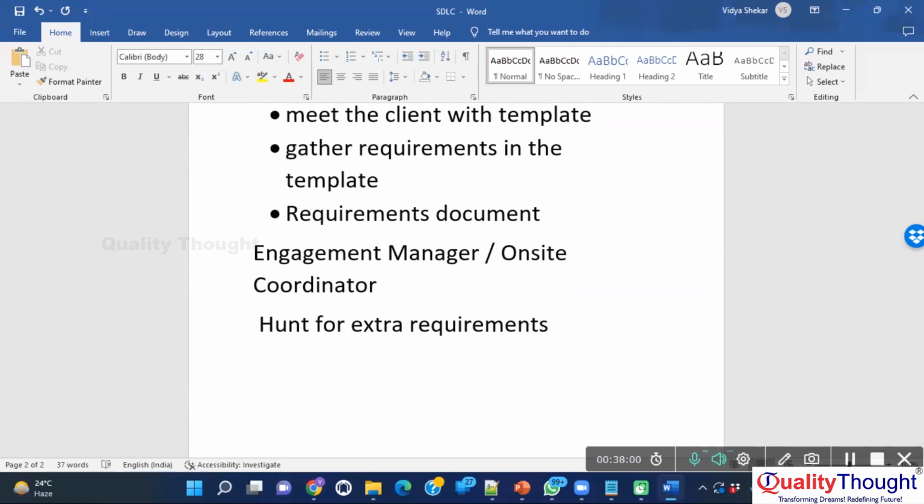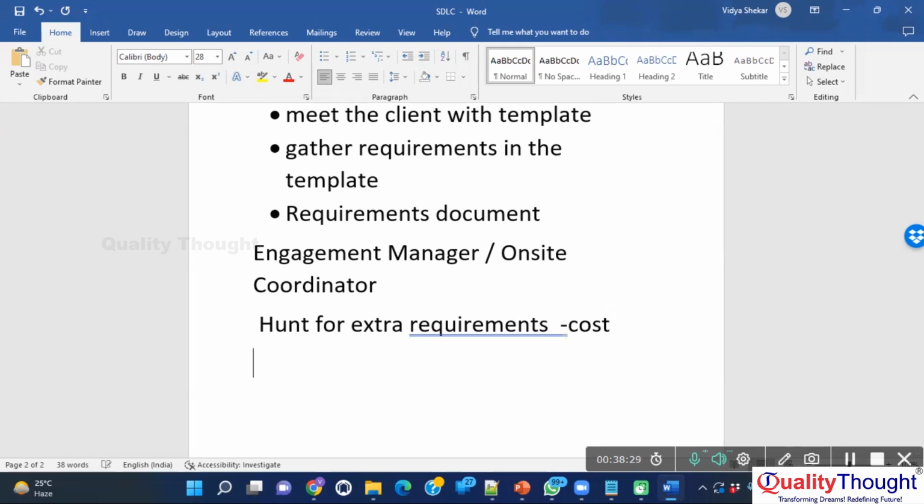See, while bidding the project, you said something. For example, you went to purchase a TV. Initially you are planning to buy a 55 inches TV, and after going to the shop, you decided that you want to buy a 65 inches TV. Then your cost will increase or not? Yes. So the engagement manager will hunt for extra requirements, and he will come with the cost for it. He's the one who generally sits at the on-site.